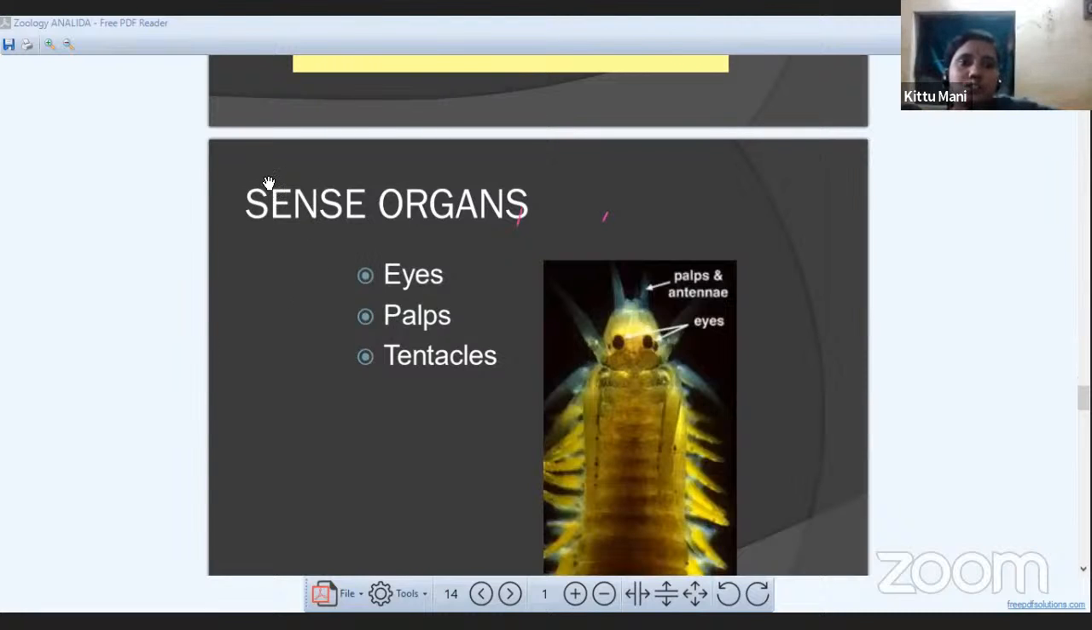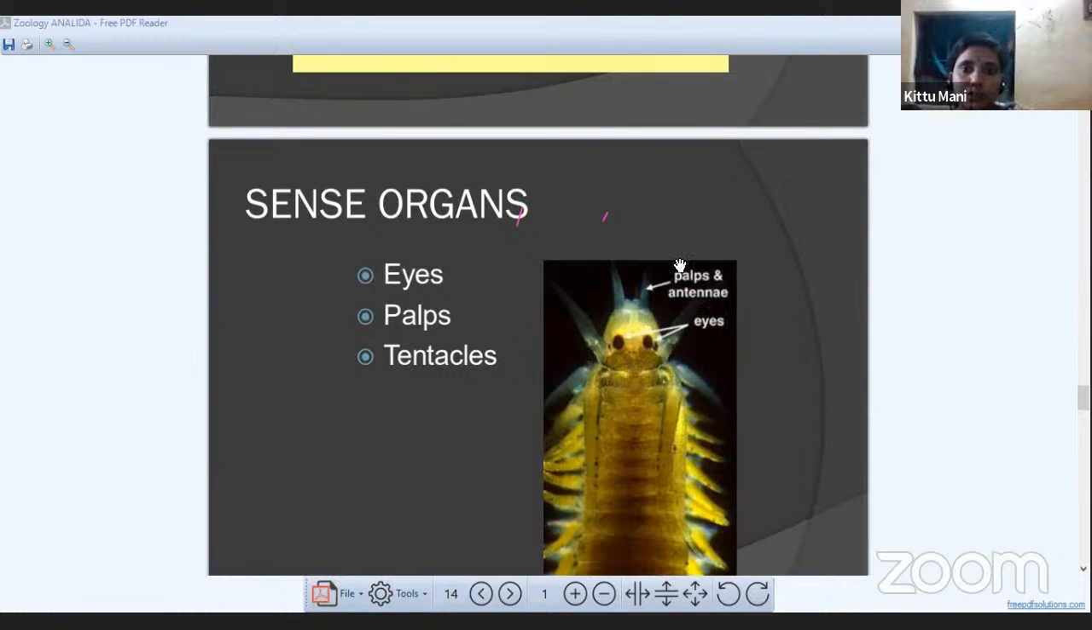the sense organs. Okay, students, sense organs are very important. We already discussed in a previous slide cephalization, the concentration of the sense organs at the head region. Here, the sense organs we observe are the eyes and also palps and antennae or tentacles. Okay, these are the eyes. One pair of eyes is present at the head region. This is a sense organ.